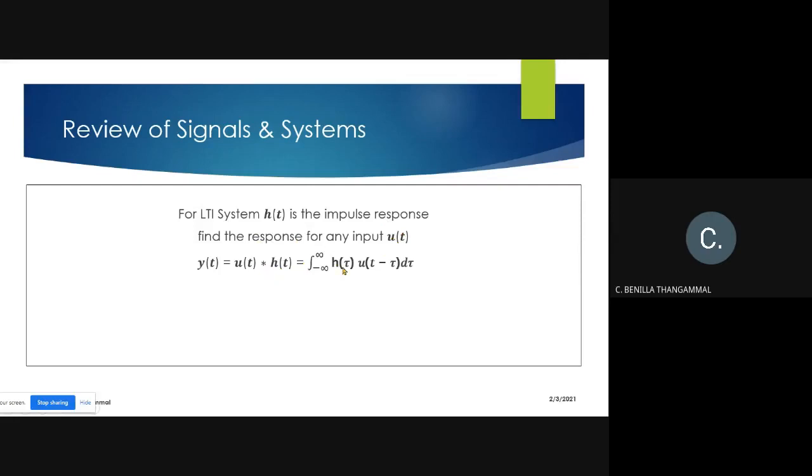As per the formula, since it is a CT system, integration from minus infinity to plus infinity of h of tau u of t minus tau d tau. You can also use the formula u of tau into h of t minus tau d tau. Both formulas are right, but in the option which they have given, it is h of tau into u of t minus tau, so I have taken this formula. Your u of t is nothing but the unit step function. So for t less than 0, the value will be 0. So the limits minus infinity to plus infinity can be changed to 0 to t. Right? h of tau u of t minus tau d tau.